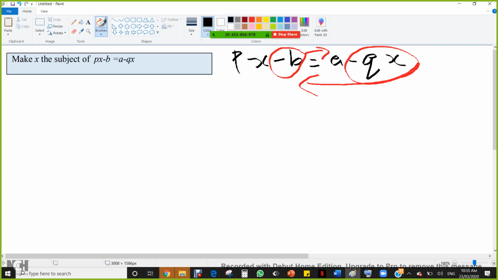So Px, when this negative Qx comes across, it becomes plus Qx is equal to A. And when B goes across, it becomes plus B. Now, as you can see, we have Px and we have Qx. So they both contain x, but they're both different because we have Px and Qx.